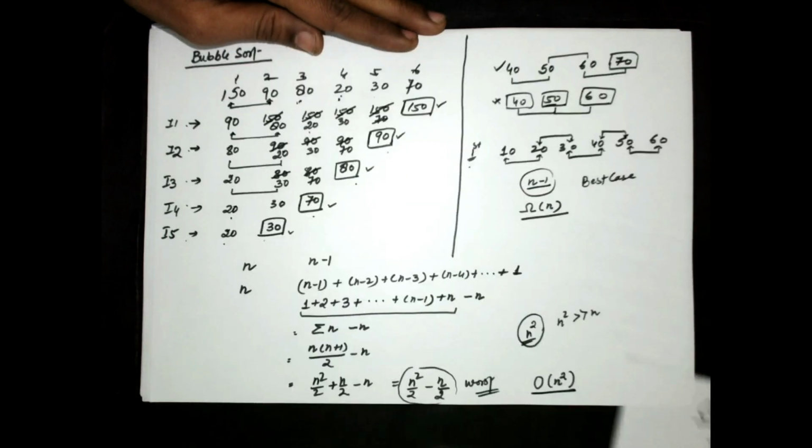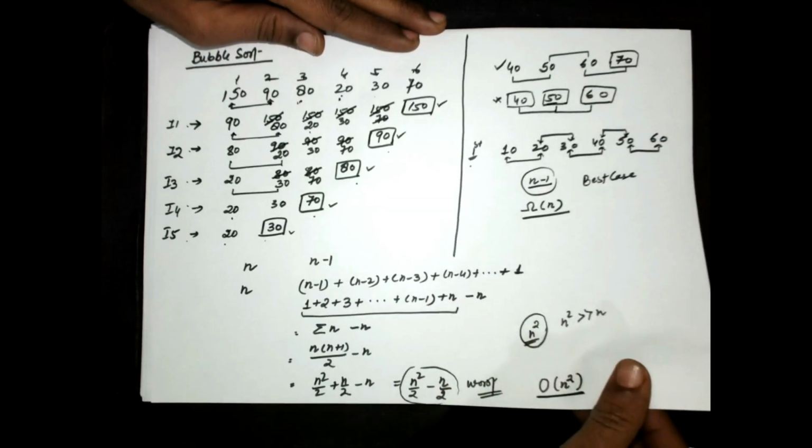Now let us write the space complexity of this. To find out the space complexity, let us write the algorithm of this.